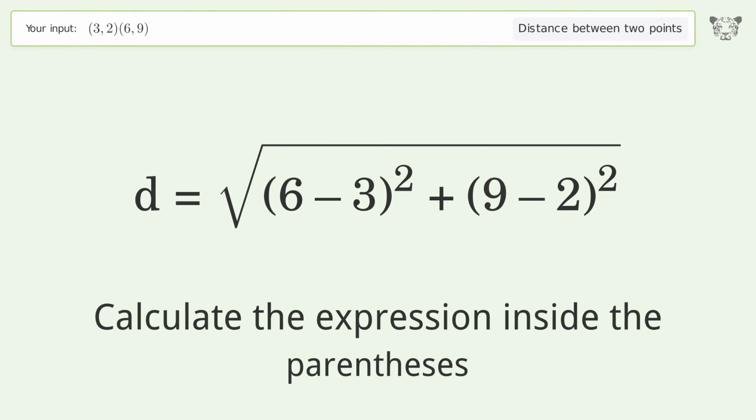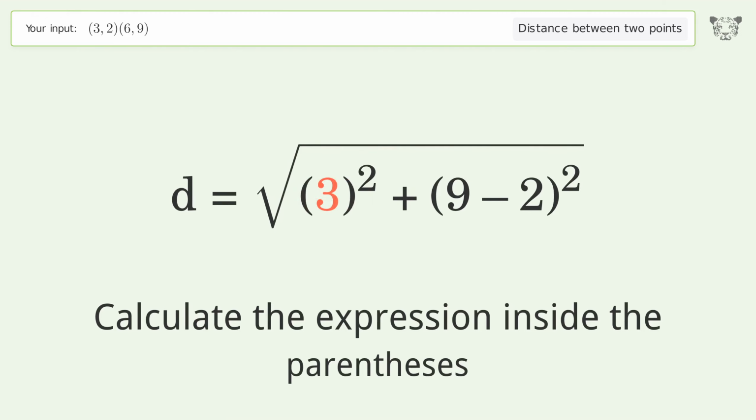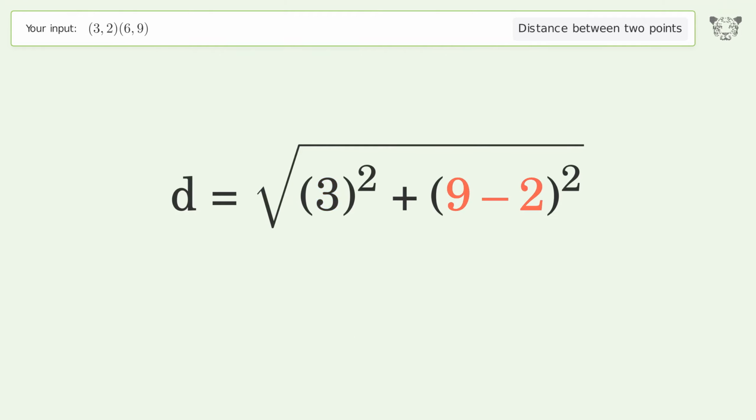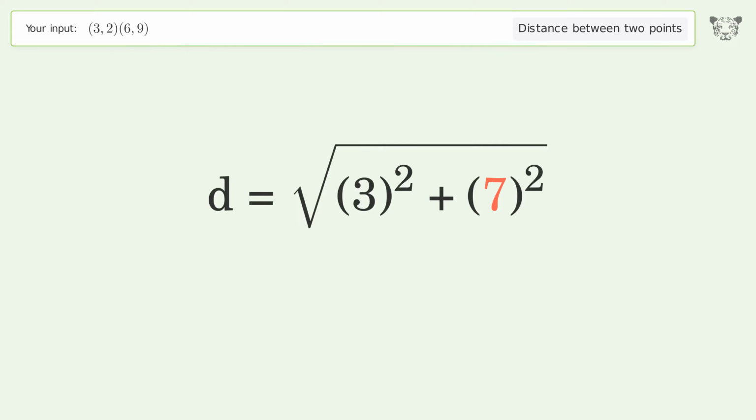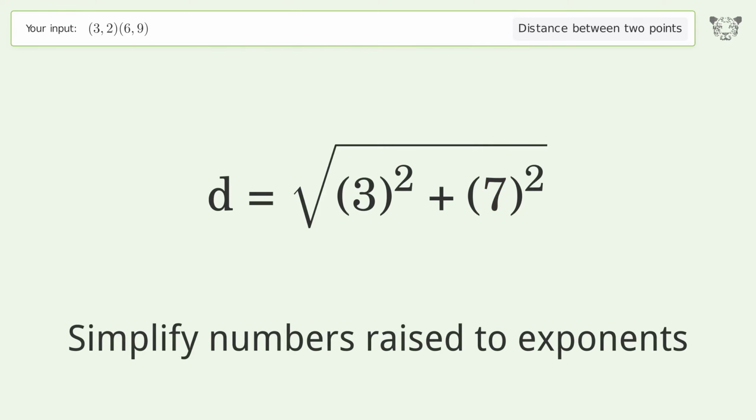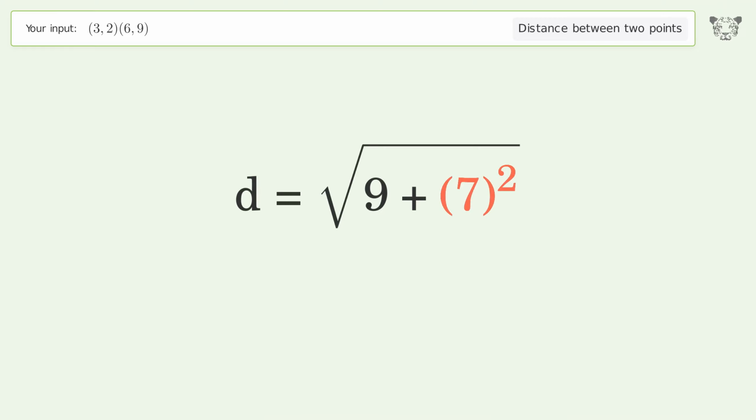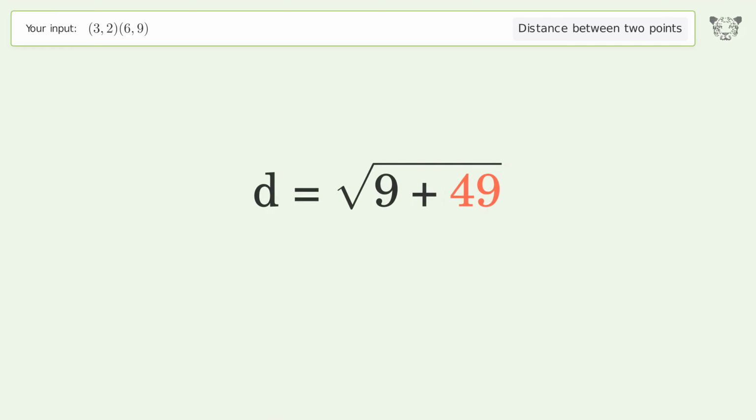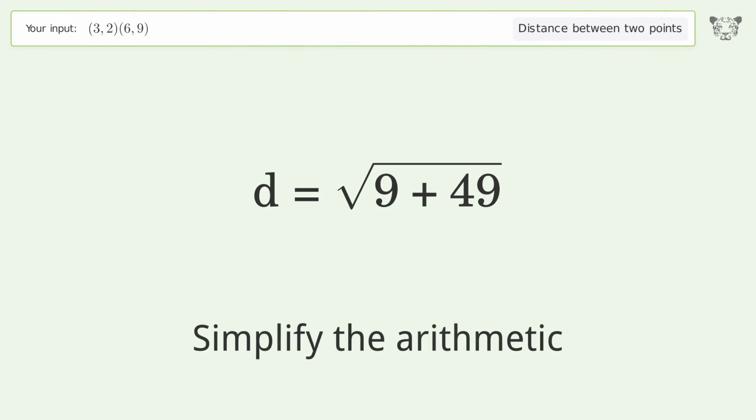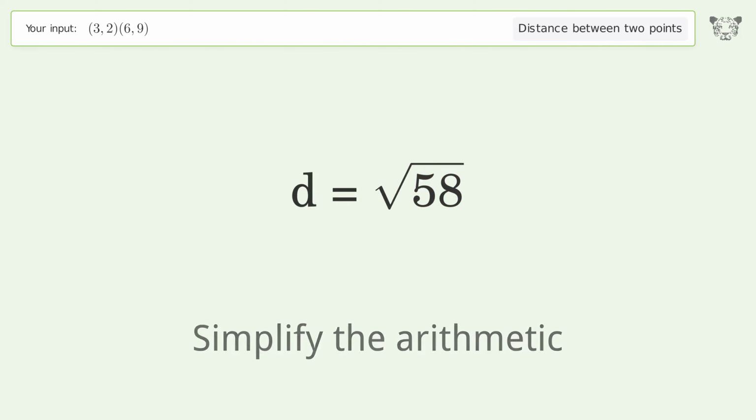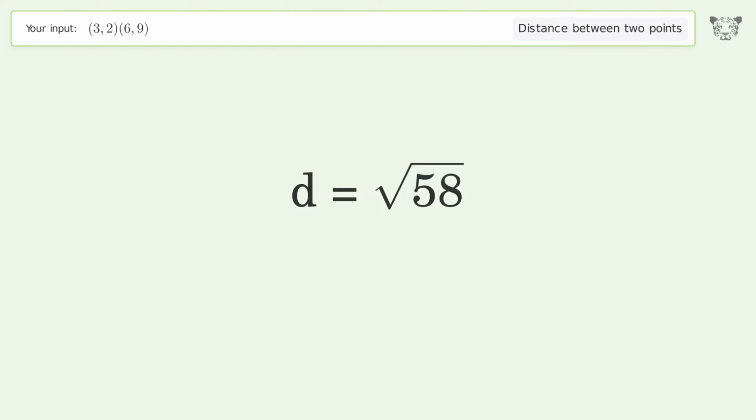Calculate the expression inside the parentheses. Simplify numbers raised to exponents. Simplify the arithmetic. And so the distance between the 2 points is the square root of 58, or 7.616.